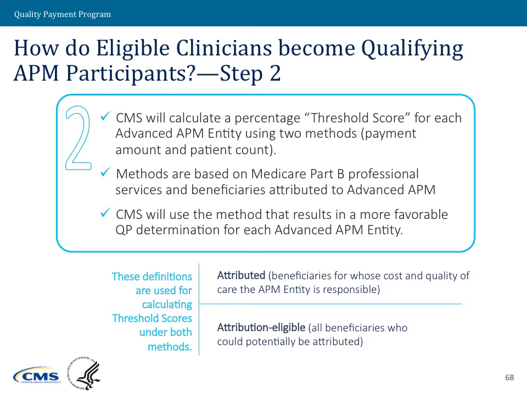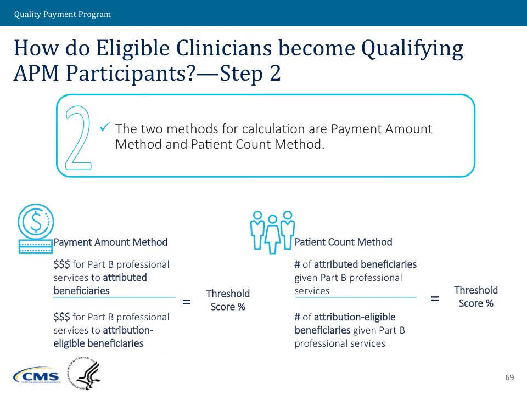In the denominator is a concept called attribution eligible, and that's really the set of beneficiaries who could potentially have been attributed to you. They may have been attributed or they may not have been, but that's representative of your overall Part B population that you serve. That's narrowed just a little bit for those who could not have categorically been attributed to you.